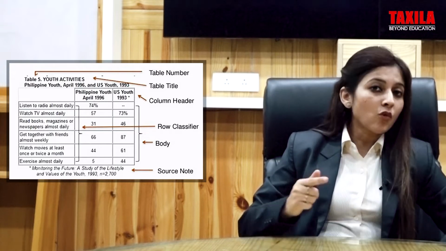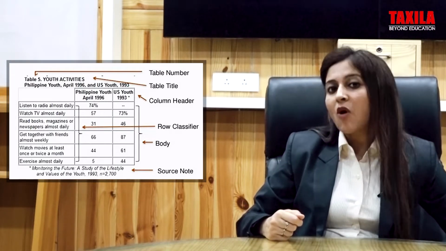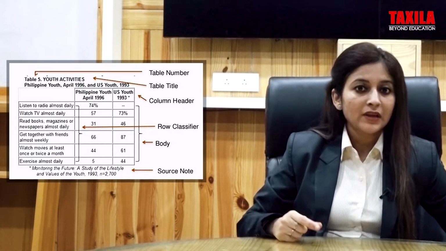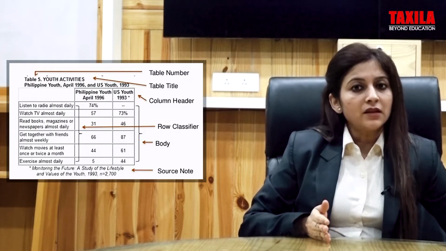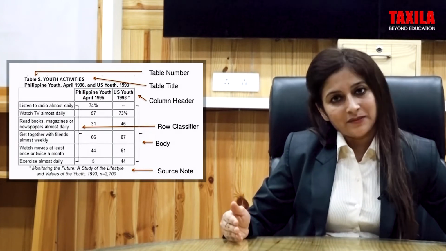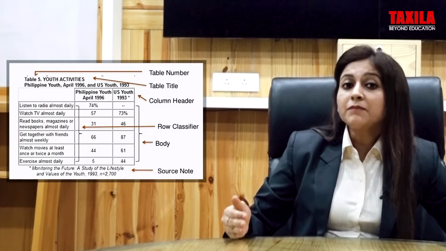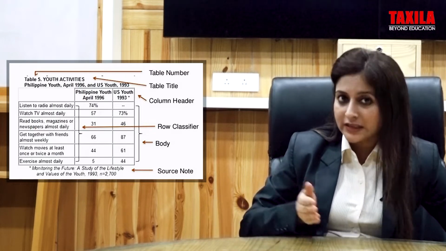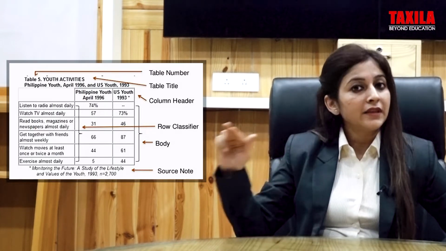Next, we have row classifier, which is also called stub. These are the title of the rows in a table. The stub displays information about the data that is contained in the rows.